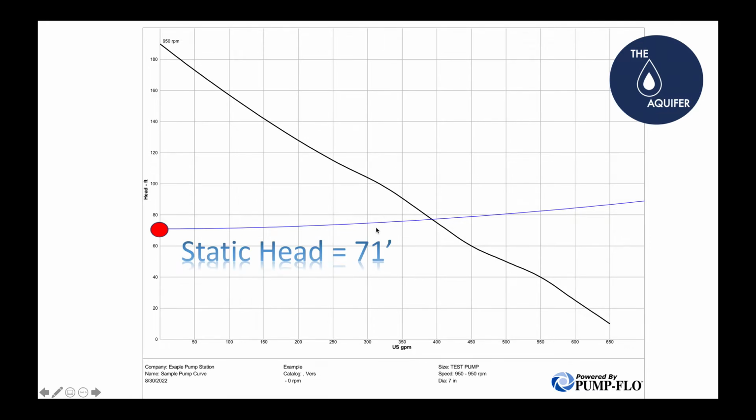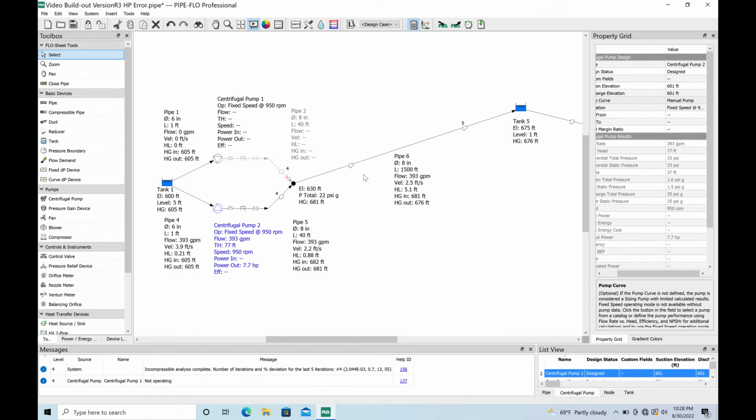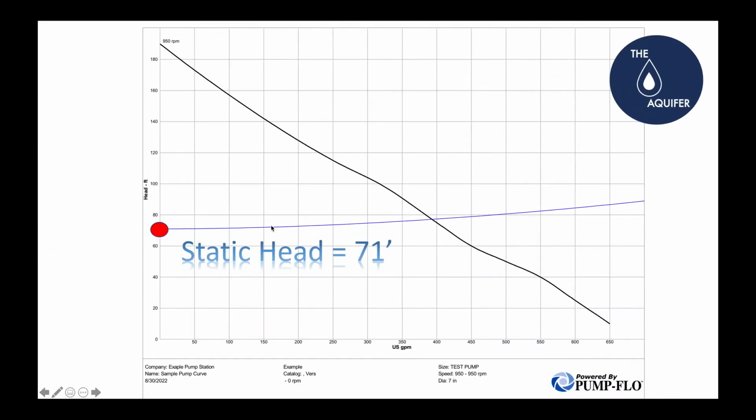And so the first thing you're going to want to know on the system curve is the static head. Flipping back to PipeFLO, you can see our hydraulic grade line that we're pumping to is 676. You've got a 675 bottom of the tank with a foot of water in it. That's what we're pumping against. And then we're pumping out of a wet well that has 5 feet of water with an elevation of 605. So easy math, 676 minus 605 is 71 feet. That's our static head. That's the first thing we need to know.